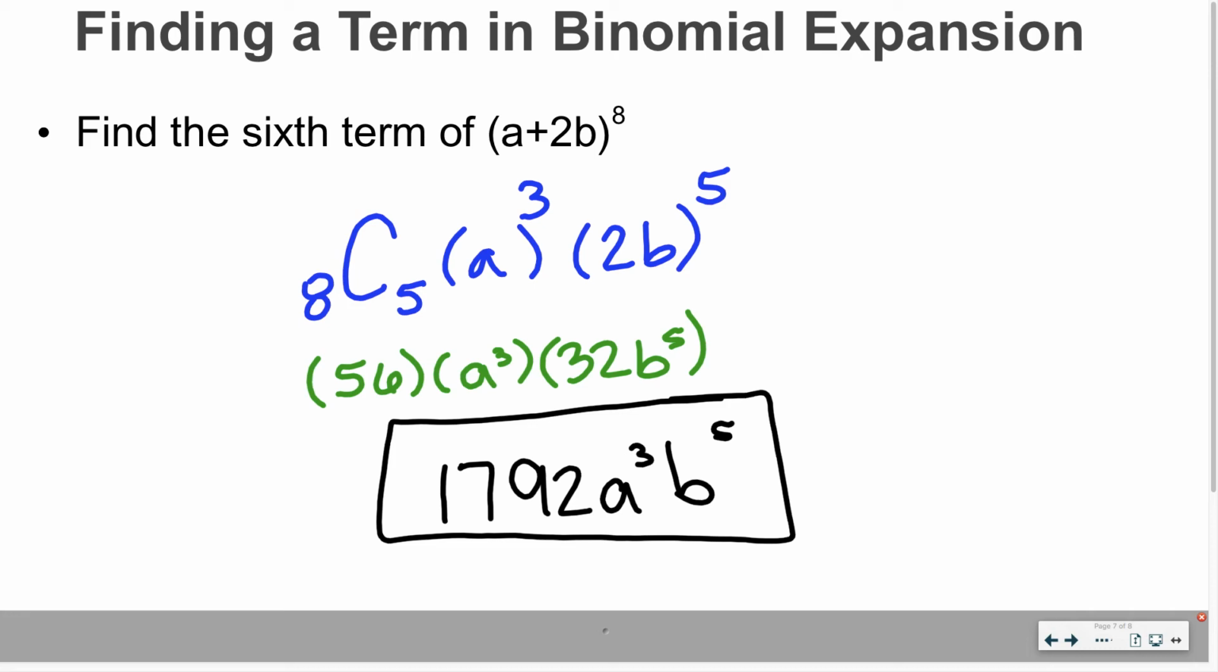I was just wondering why the 32. So if we take 32 times 56, we get this number. I want just one coefficient for my term, so we need to multiply those together.